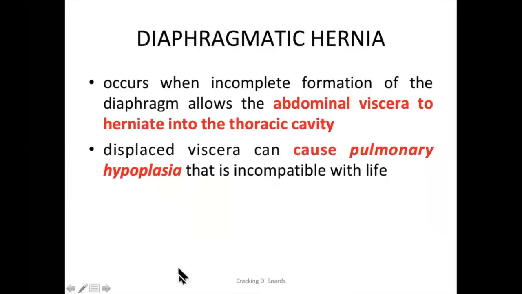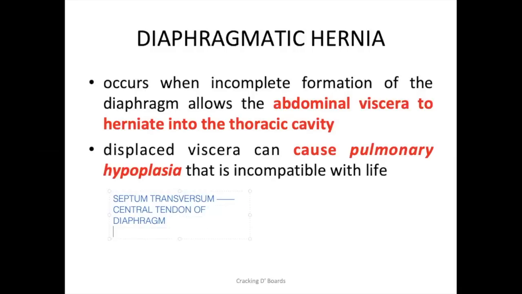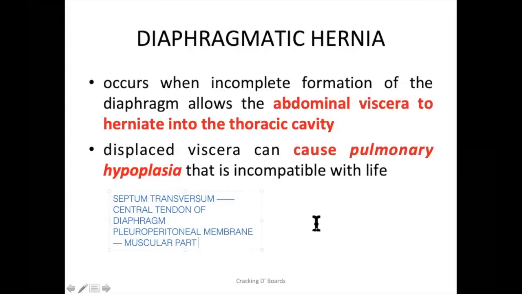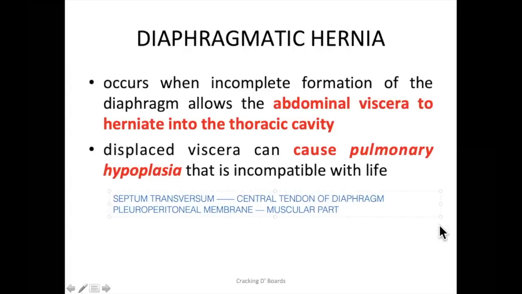Now, diaphragmatic hernia. Before anything else, let's mention some basic anatomy. Always remember the septum transversum gives rise to the central tendon of the diaphragm, while the pleuroperitoneal membrane gives rise to the muscular part of the diaphragm. So let's recap. The septum transversum, this is the embryologic origin of the diaphragm, gives rise to the central tendon of the diaphragm. The pleuroperitoneal membrane gives rise to the muscular part of the diaphragm.